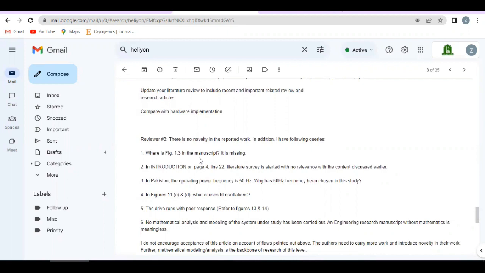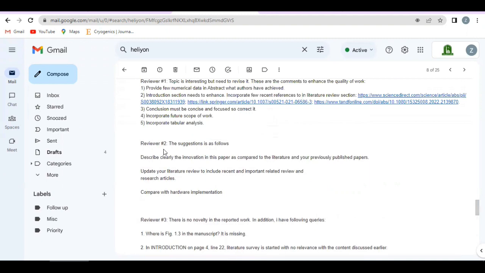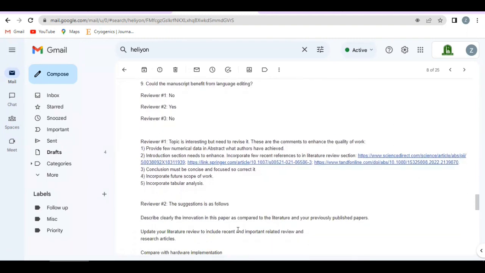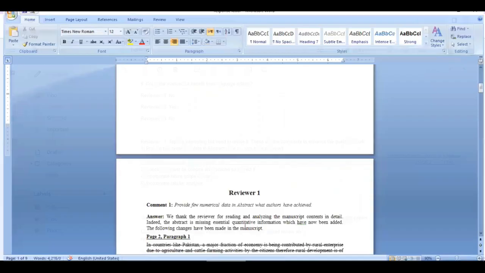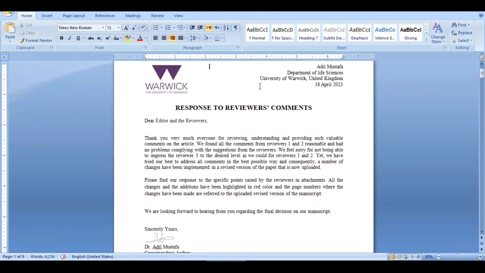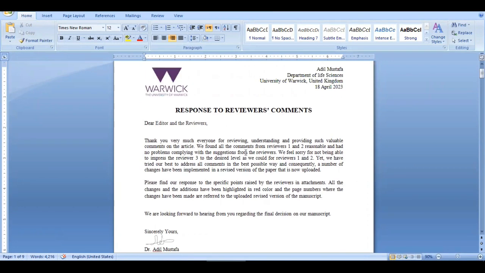So always keep self confidence and always be positive. Always consider that you will be able to satisfy and convince all the reviewers with your convincing remarks. So these comments have been received from all the three reviewers, and for this paper, I have again prepared the response letter. Again, this is the first page of the response letter.